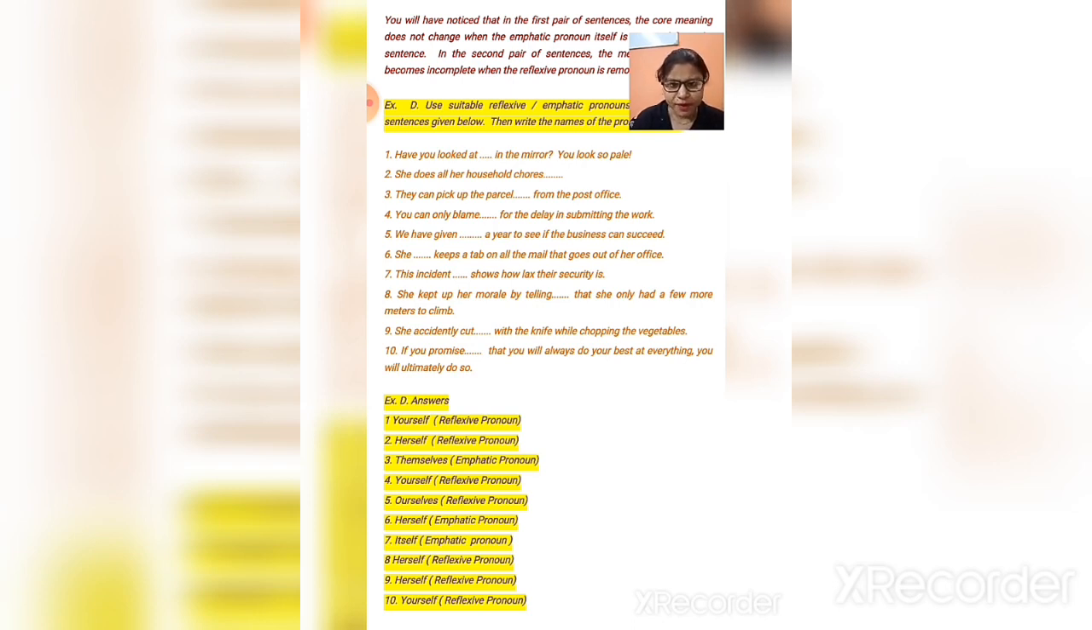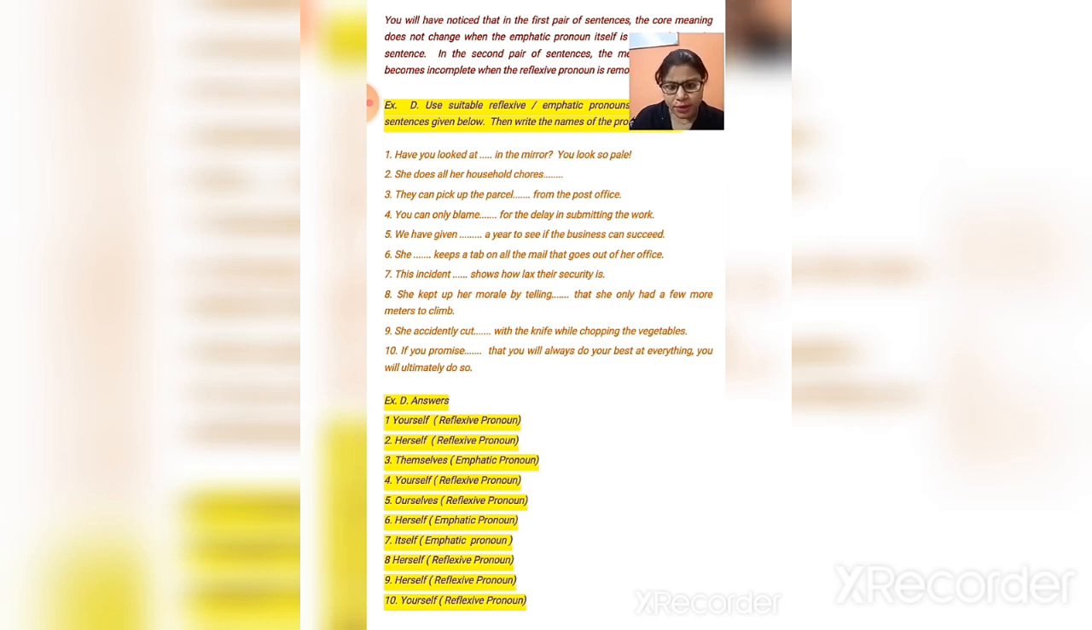Five says, we have given ourselves a year to see if the business can succeed. Given we, it becomes a reflexive pronoun, it will be ourselves, no? And then after, six. Six will be herself. That is an emphatic pronoun. See, she herself keeps a tab on all the mail that goes out for her office. So here herself is used as an emphatic pronoun.